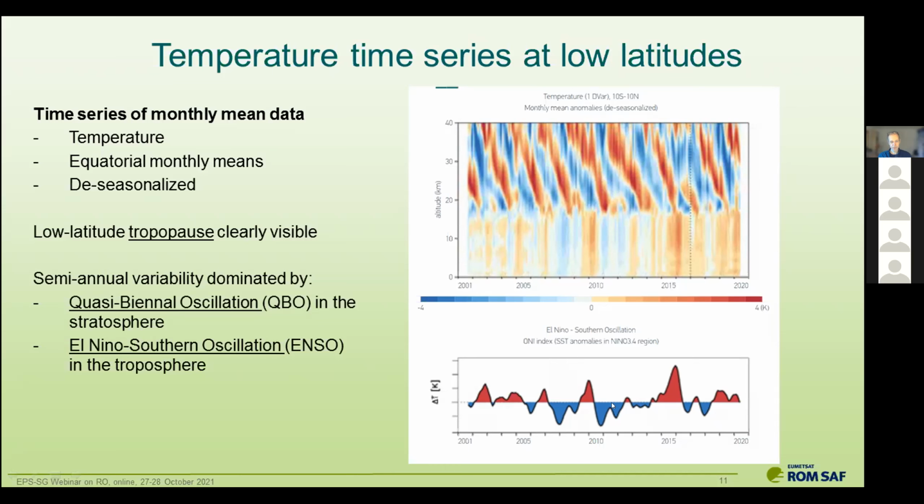In the bottom plots here we show one of the ENSO indices. And there's a strong correspondence here between heating of the troposphere and the positive phase of ENSO. And we see the same if we look at things like global humidity, for example. It's also very strongly influenced by ENSO. So that was low latitude time series.